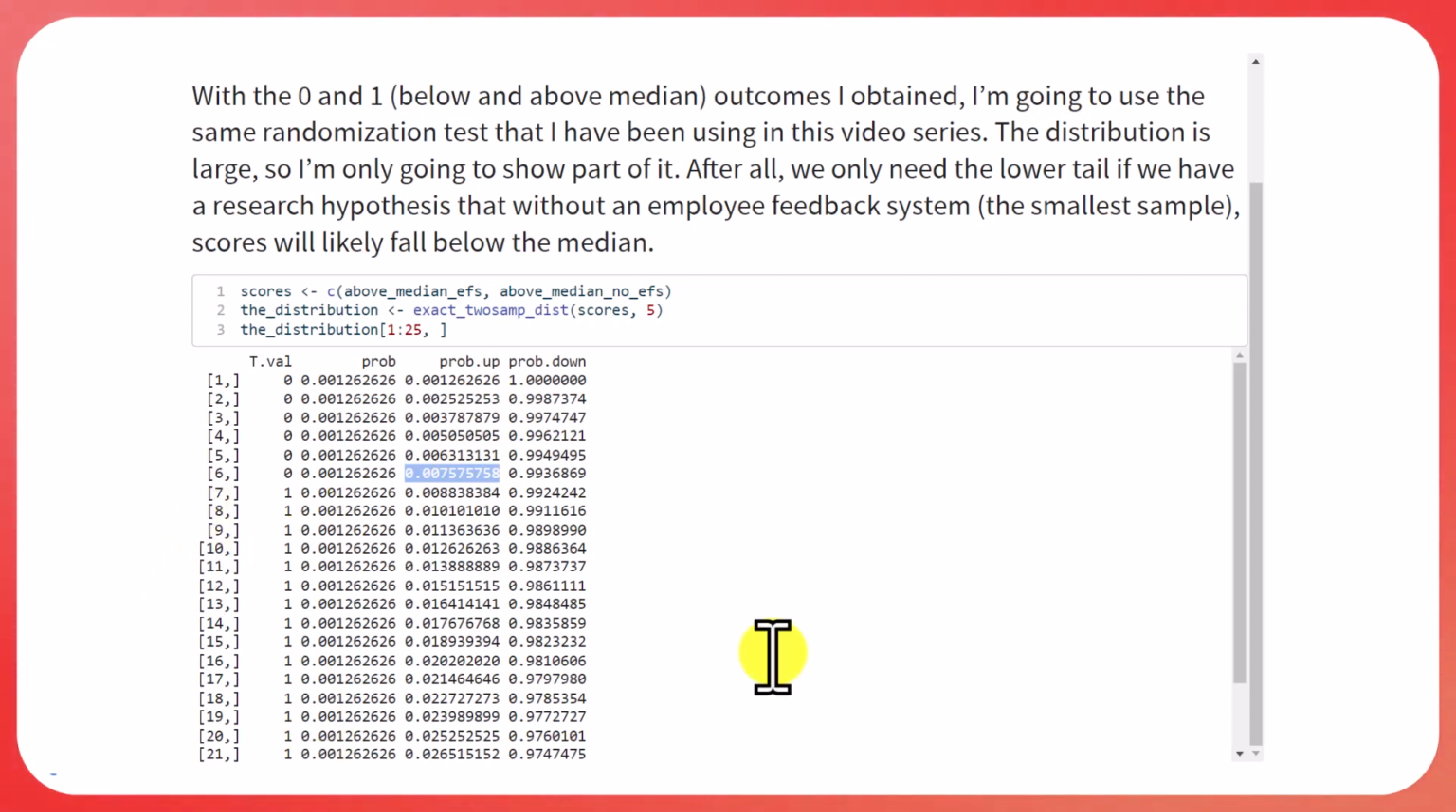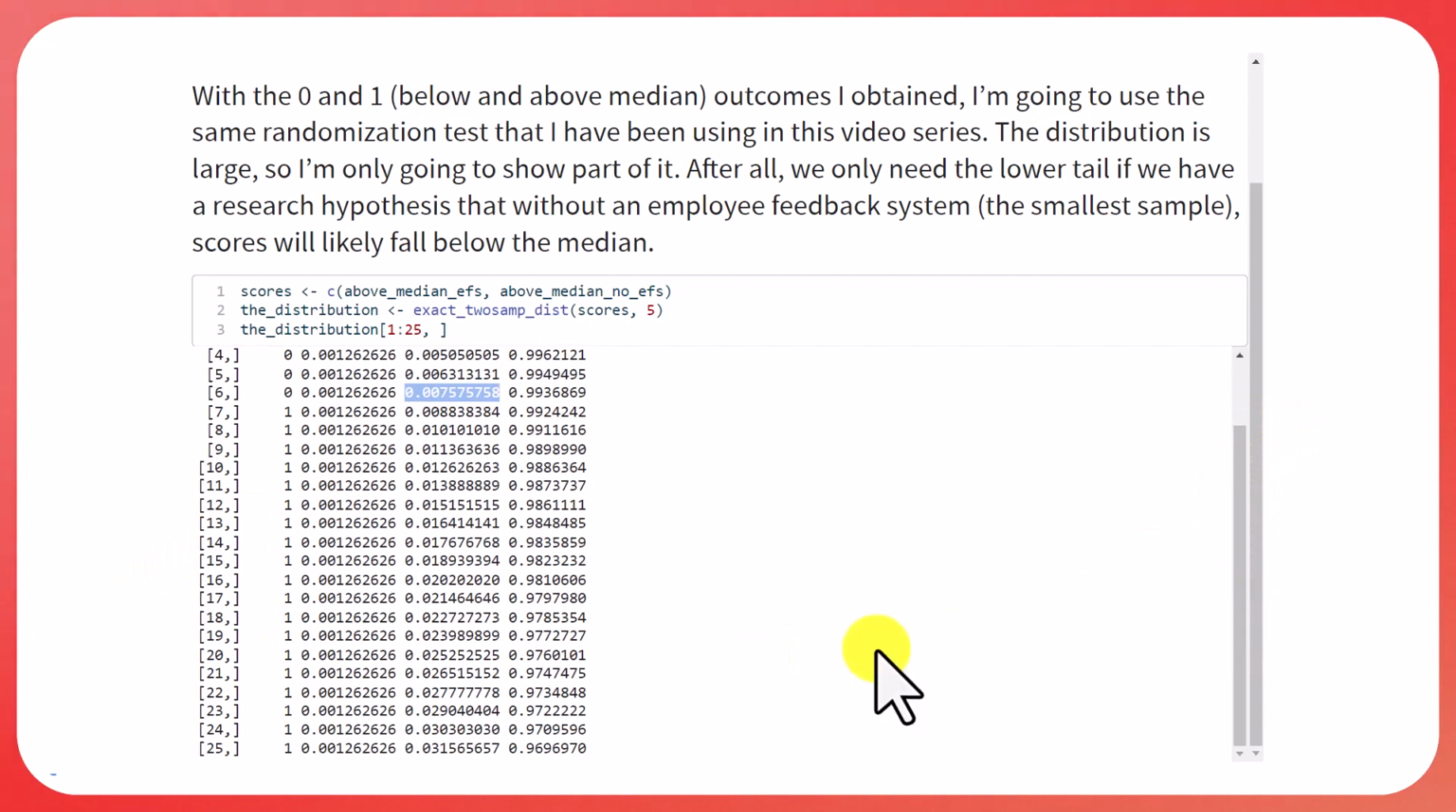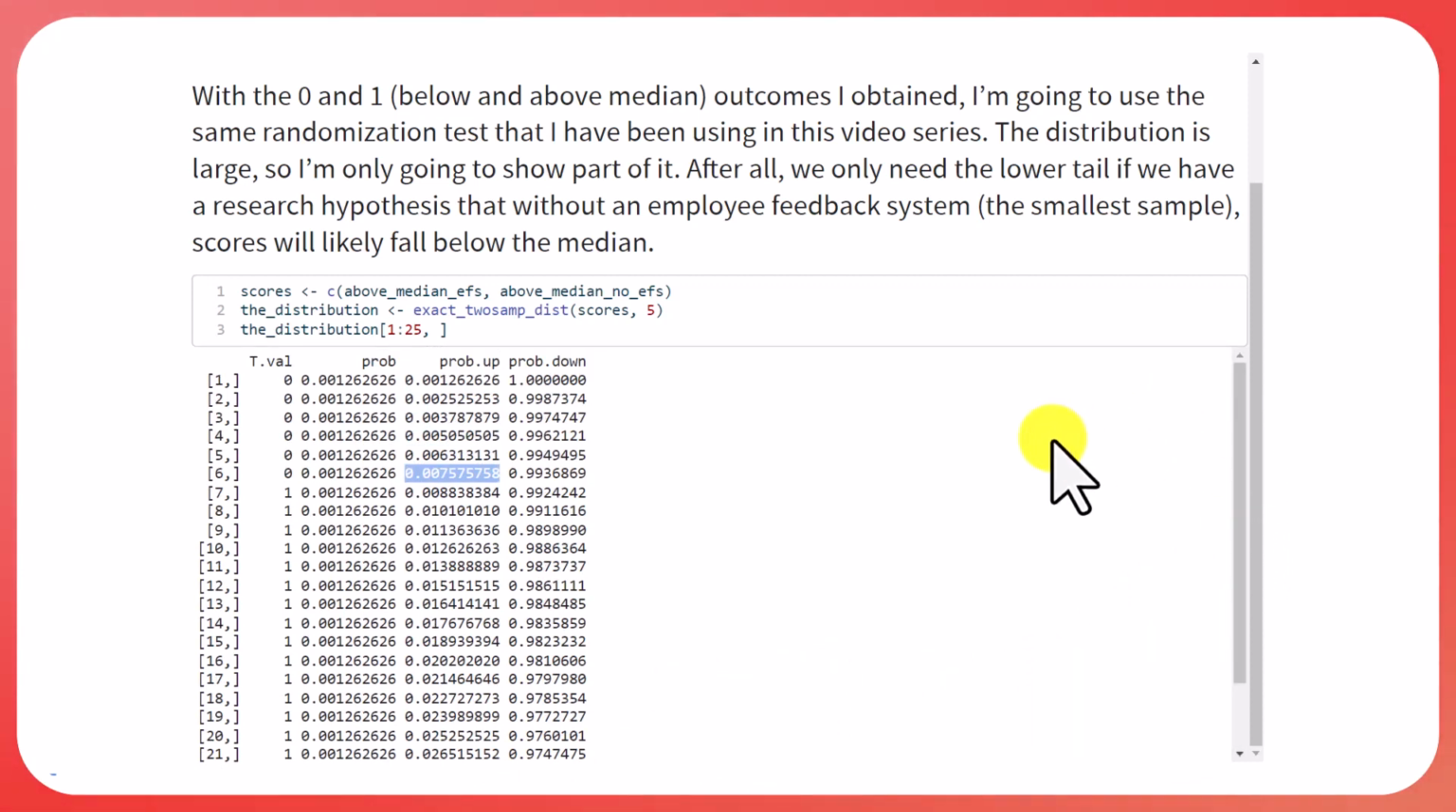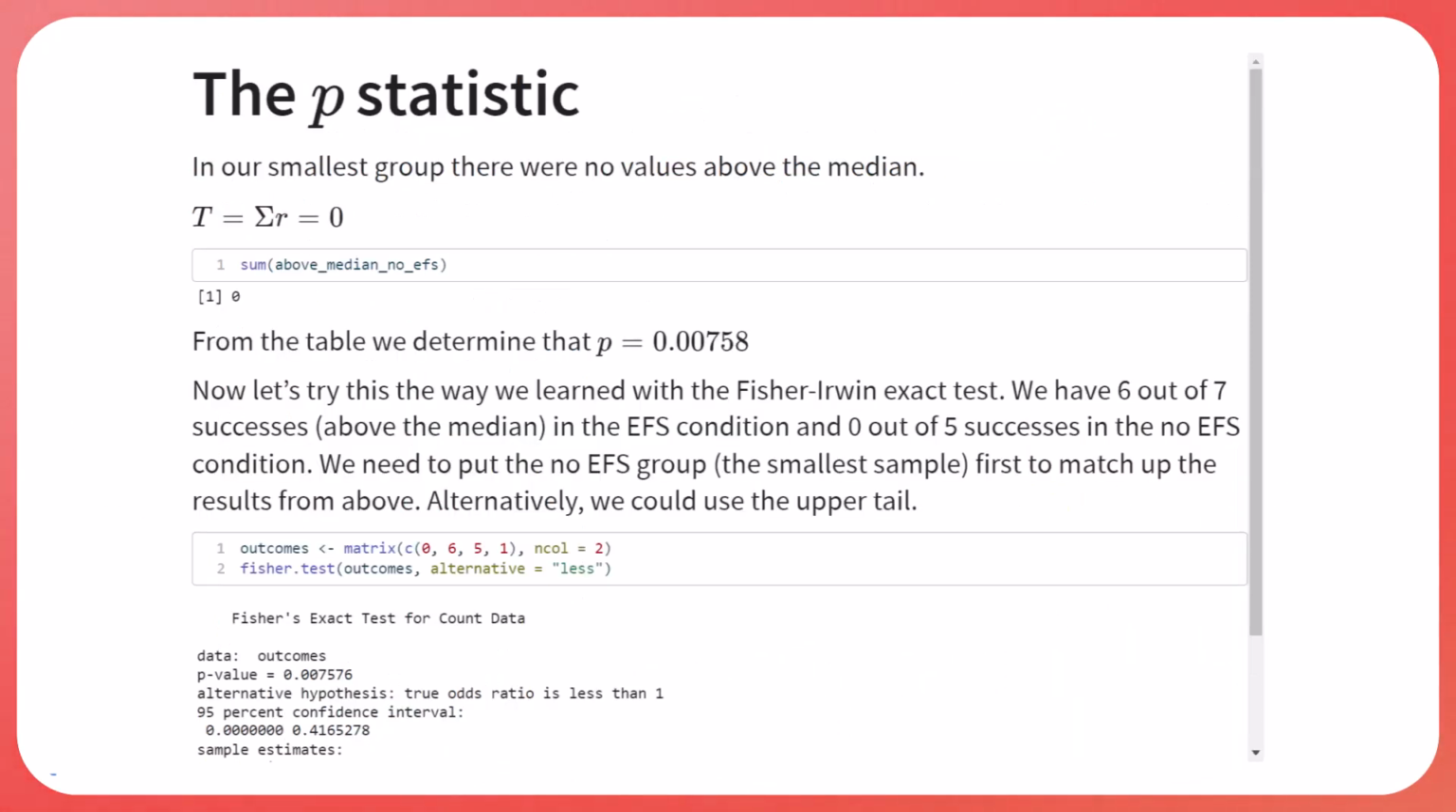Similarly, if I wanted to look at the ones, I would have to go all the way up and obtain the value of 1 that has the highest cumulative probability associated with it. But in this particular case, notice what our value of the test statistic is. It is the sum of the above median, that is, how many ones do we have in the no EFS group. Why the no EFS? Because I'm focusing on the group with the smallest sample size. And it turns out, as we already noted, that there are 0 values that are above the median.